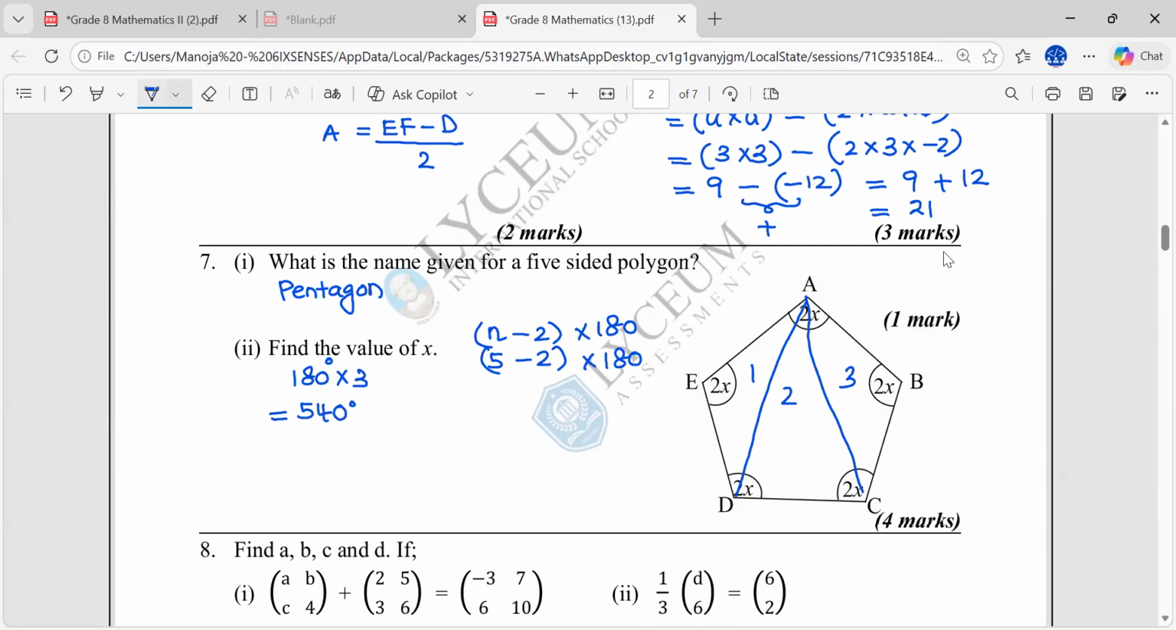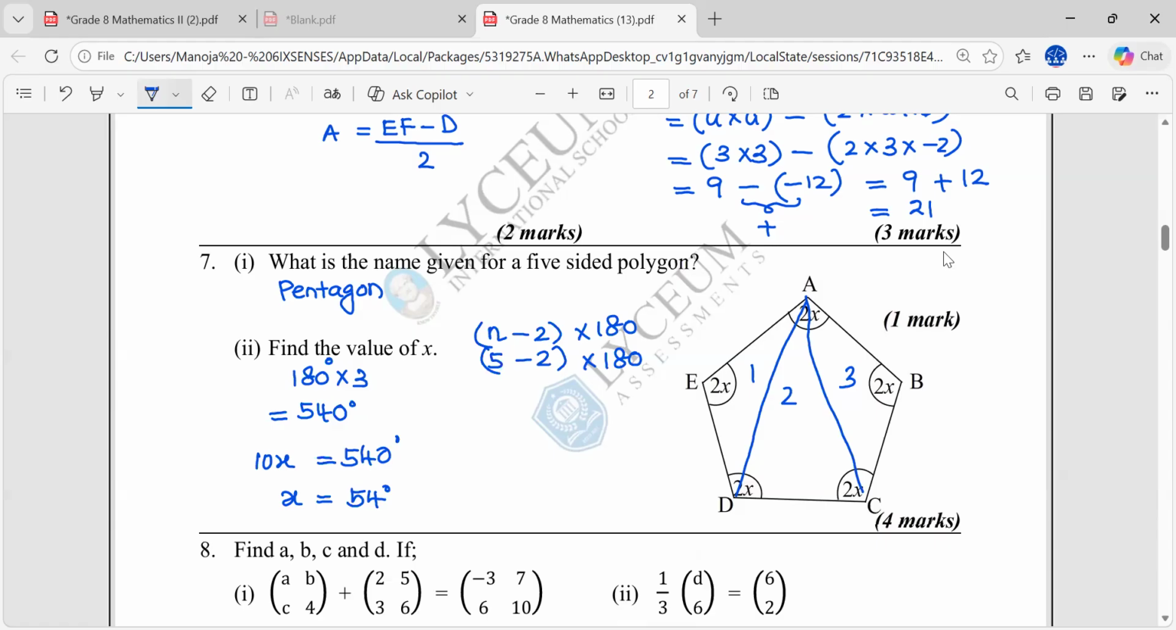Okay. And all these values, 2x, 2x, 2x, 2x, 2x, everything to be added, and you will be getting 540, right? Here you have 2x, 2x, 2x, 2x, 2x. So then 10x is equal to 540. So then x is equal to 54 degrees. Right? Always use the degree sign.